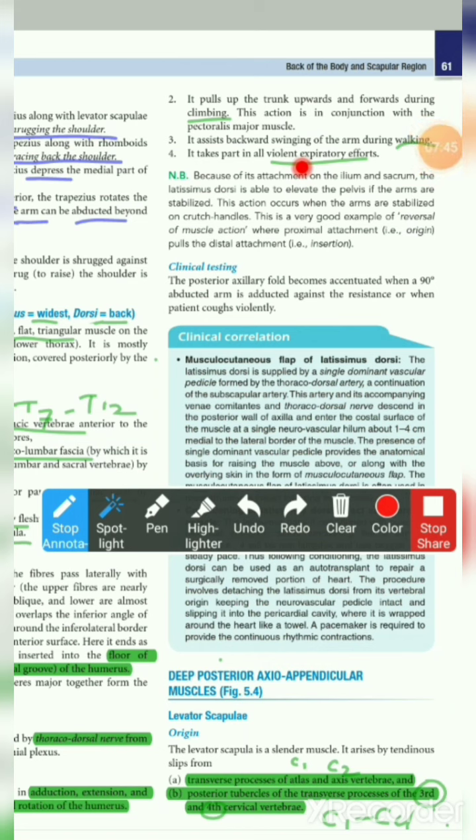Now our next muscle is the levator scapulae. It originates from the transverse process of the atlas and axis vertebra, that means cervical 1 and cervical 2 vertebra, and the posterior tubercle of the transverse process of the third and fourth cervical vertebra. So in short, we can say the tubercles, or the transverse process, of the cervical 1 to cervical 4 vertebra.